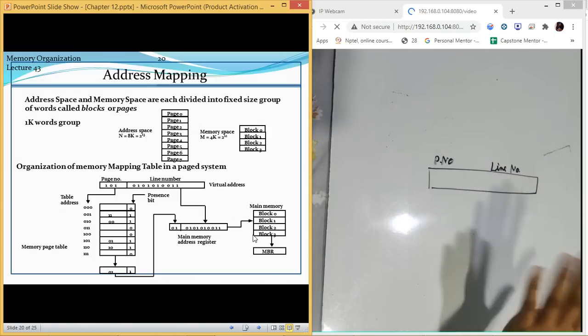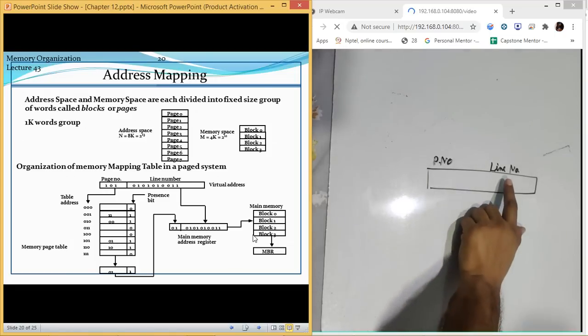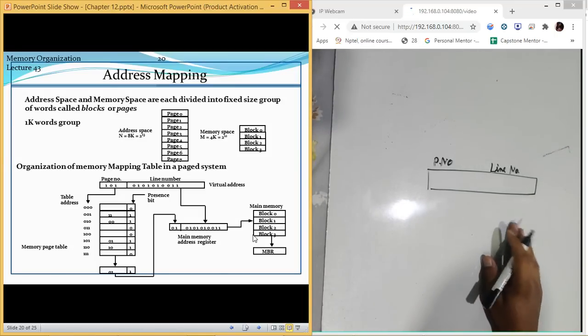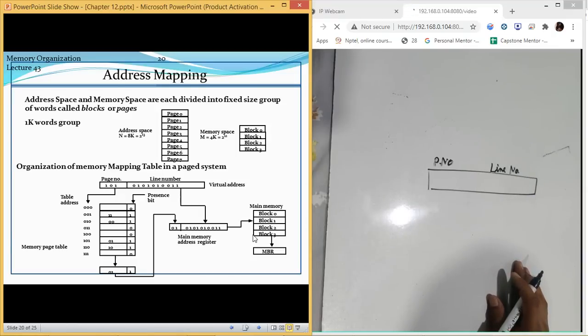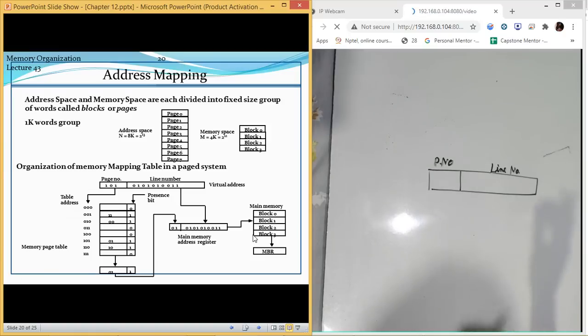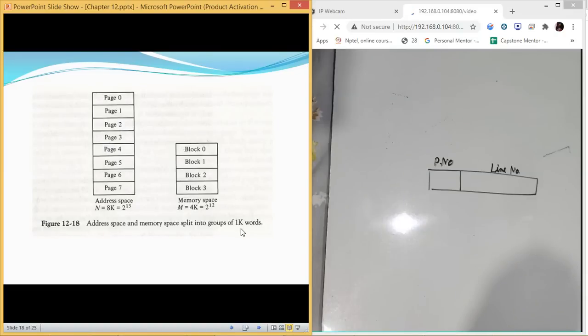So you can just change your representation. But at this place, you can use the line number only. But if you go through with your book, then you should use line number here, and at that place you can use word value. Now, what is line number? Line number is going to tell you out of 1024 words, which word we are talking about. Like we have discussed that one page is there, and one page is containing 1K words.